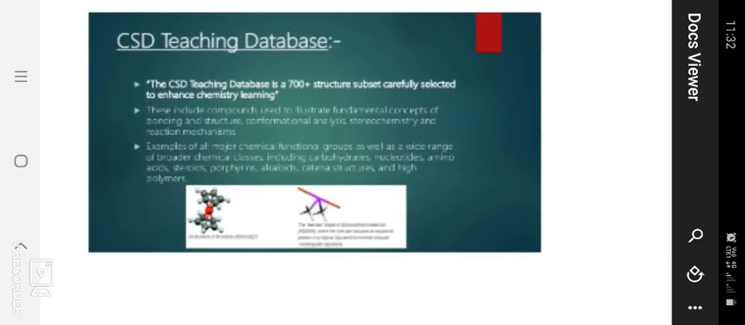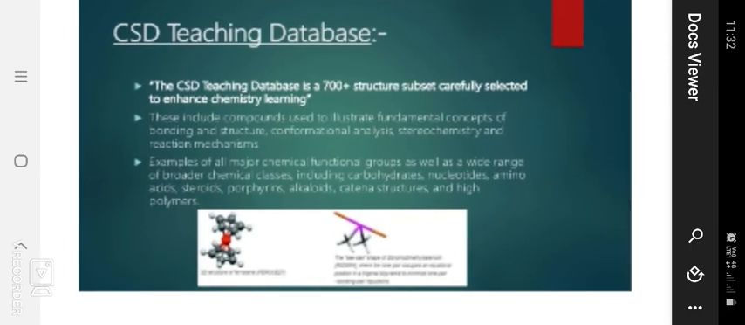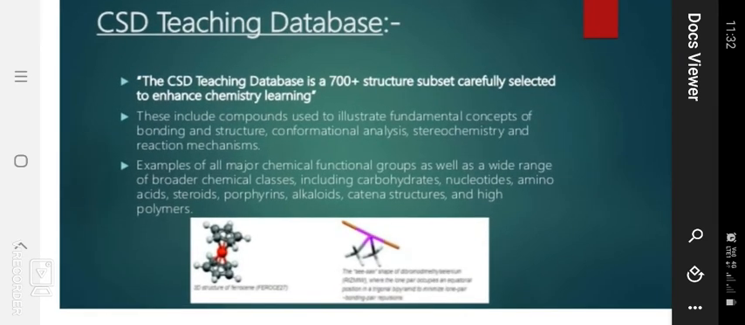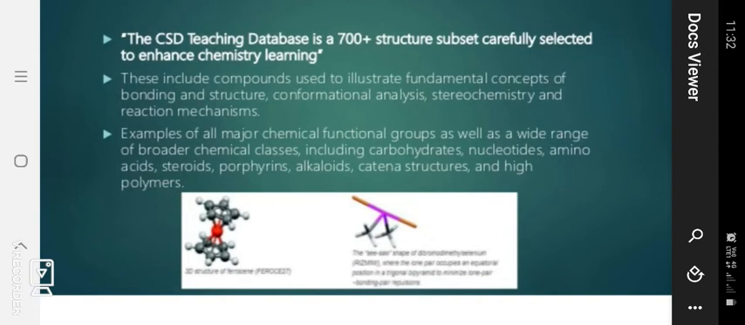Finally, the CSD teaching database. The CSD teaching database has almost 300 structures plus subsets, carefully selected to enhance chemistry learning. The picture shows the 3D structures. These illustrate fundamental concepts of bonding and structure, conformational analysis, stereochemistry and reaction mechanisms. Finally, examples of all the major chemical functional groups, as well as a wide range of broader chemical classes.